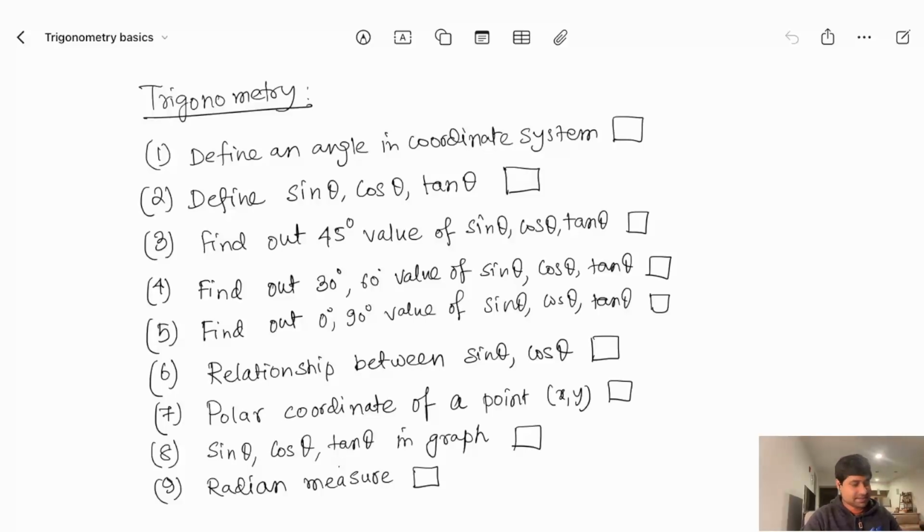Today we are discussing trigonometry. I listed down a couple of important topics. We will discover them today one after another. Let's get started. So the first thing we will learn about is angle in a coordinate system.